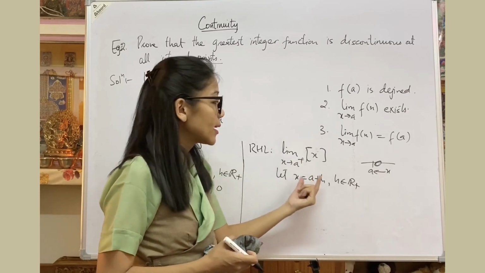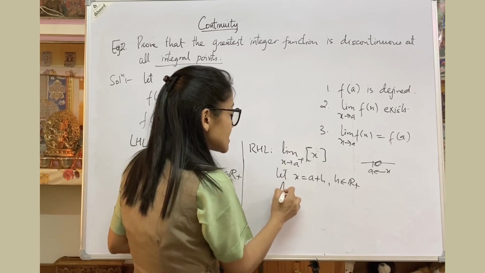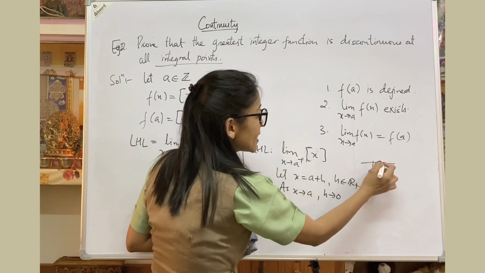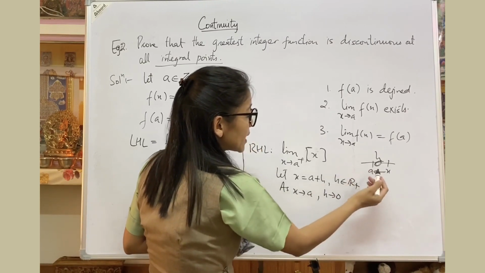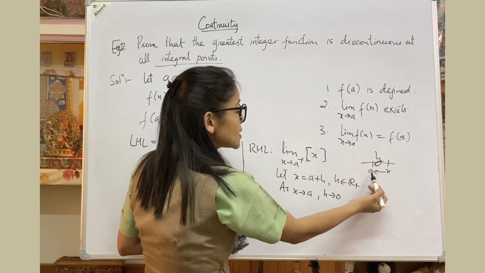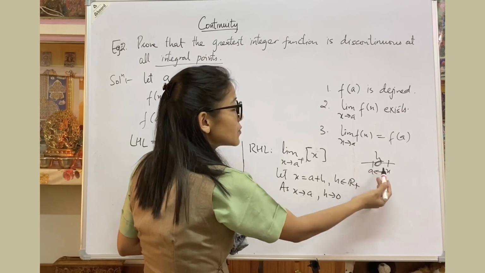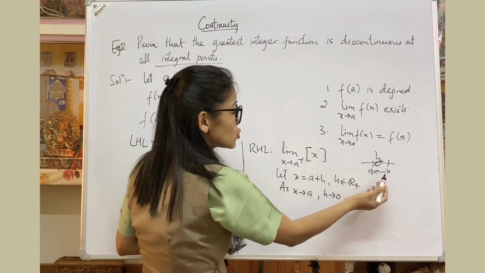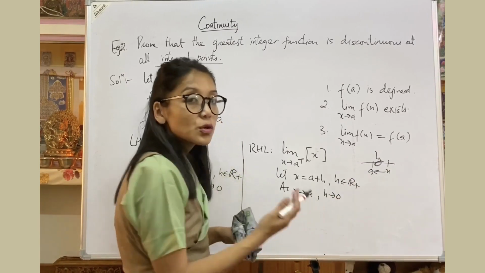So just to show that I'm making this substitution: as x tends to a, h tends to 0. h is the length of the interval between them. So as x moves towards a, h will decrease. At most x can reach a, and by that time h will be 0.